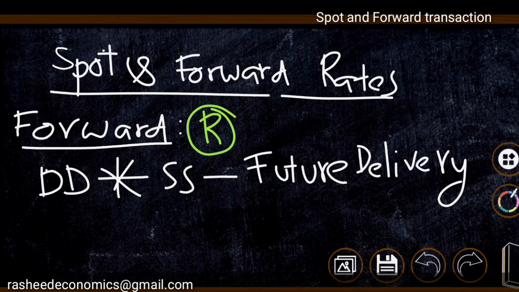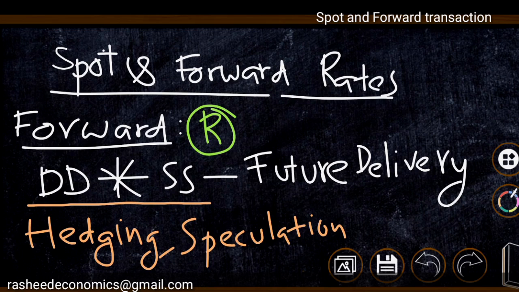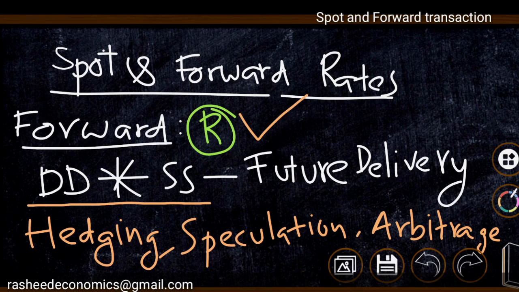This demand and supply of foreign currency normally arises from hedging and exchange rate speculation. Besides, the process of arbitrage also will lead to demand and supply of future transaction, and this demand and supply will determine the rate of exchange, or forward rate, of the transaction.